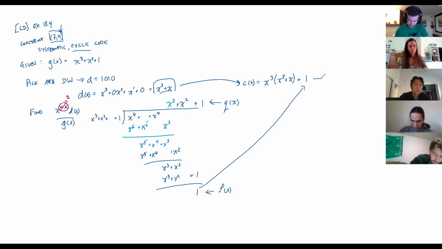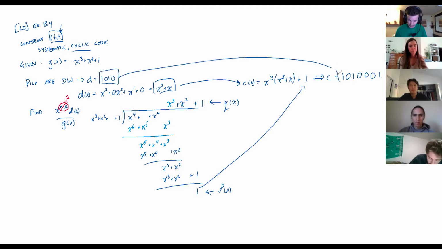Okay, so that implies that our code word is going to be, well, I've got an x to the 6, 0 x to the 5s, 1 x to the 4, 3, 2, 1, blast off. So data word 1010 becomes code word 1010001. So that's the systematic part. There's our data word.